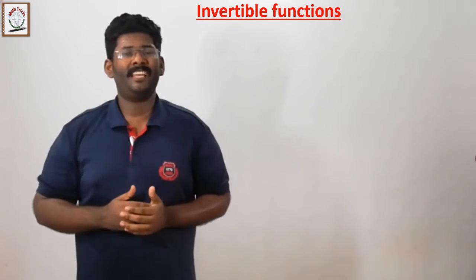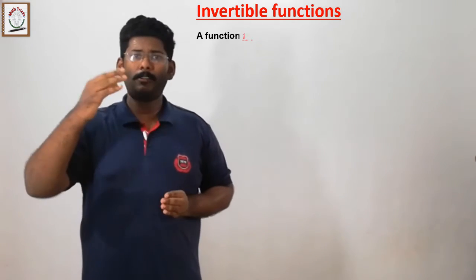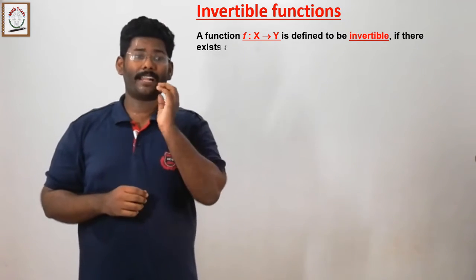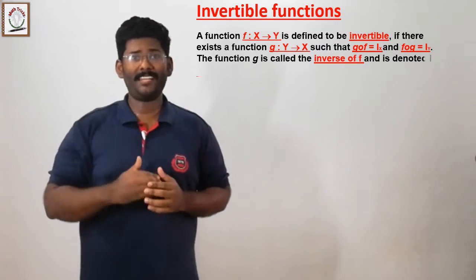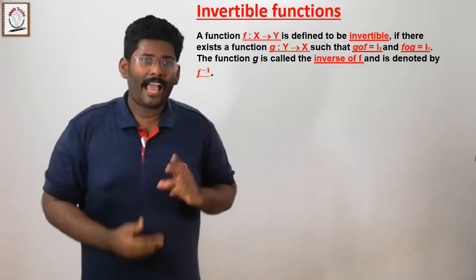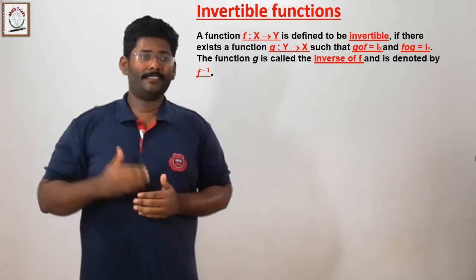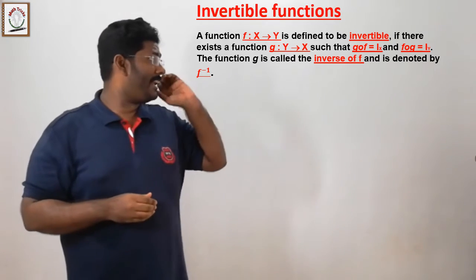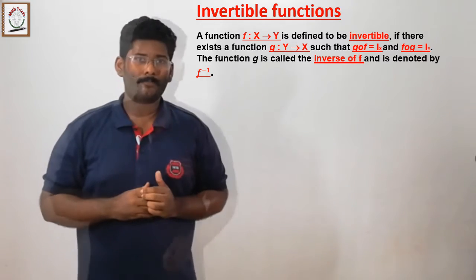Next one is invertible functions. A function f from X to Y is defined to be invertible if there exists a function g from Y to X such that g composite f is equal to identity of X and f composite g is equal to identity of Y. The function g is called the inverse of f and it is denoted as f inverse.